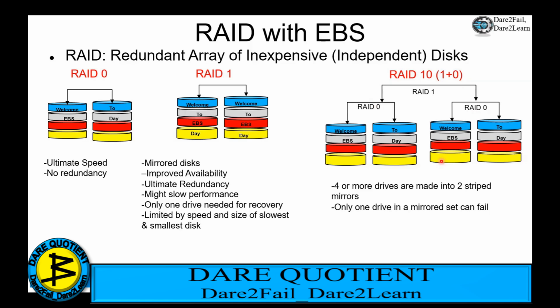With RAID 10 as well, in an event of failure you're able to recover your system because you have a duplicate from the other two hard drives. You can easily recover your system from the two running hard drives at any point in time. Only one hard drive in a mirror set can fail at a time. So let's say the first hard drive in the first two, where you have the RAID 0, fails. You can use the other one to recover the system.